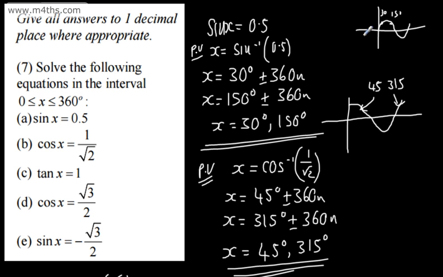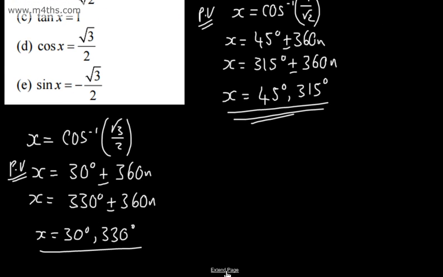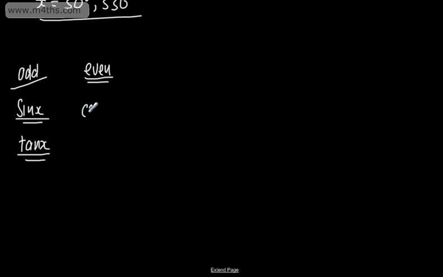I'm going to introduce three things here. It's entirely up to you if you use them or not. You certainly don't have to, but it may help. What we're going to do is look at odd and even functions. Sine x is an odd function. If we have tan x, this is going to be odd as well. We have an even function, that's cos x.